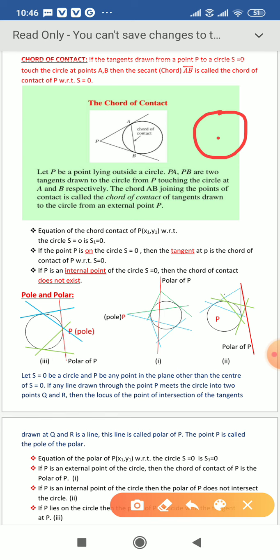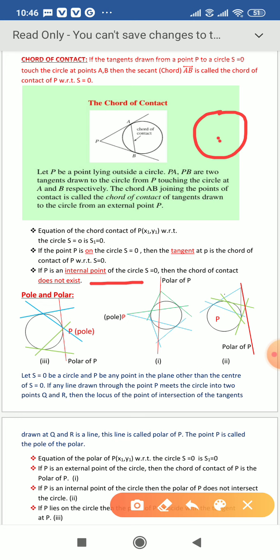If there are no tangents, are there points of contact? No. So if there are no points of contact, there is no chord that passes through the points of contact. That means there is no chord of contact. There is no meaning of chord of contact if P is an internal point of the circle. So if P is an internal point of the circle, the chord of contact does not exist. This is the condition.